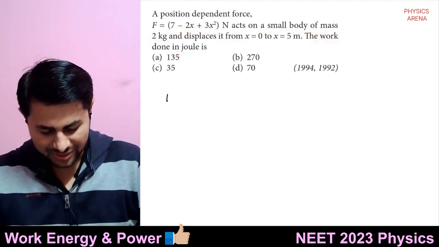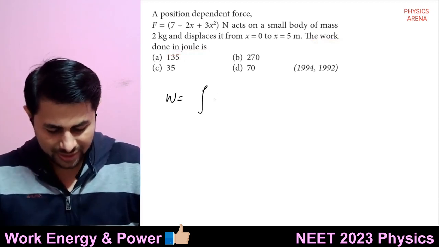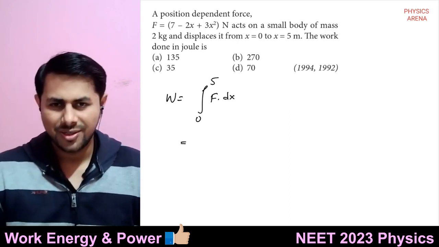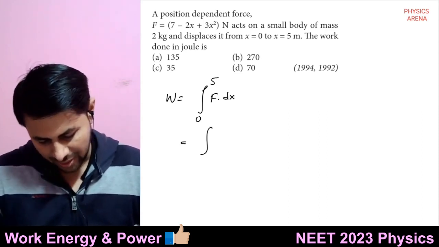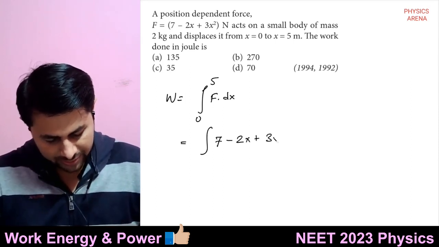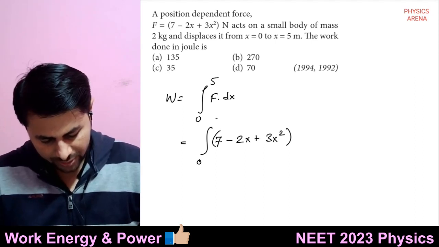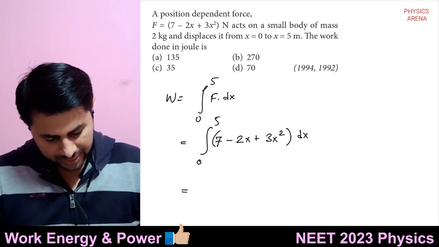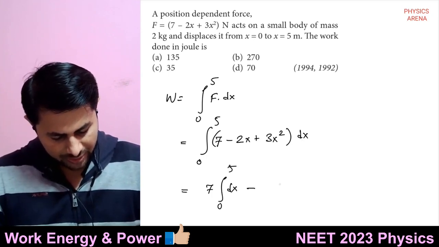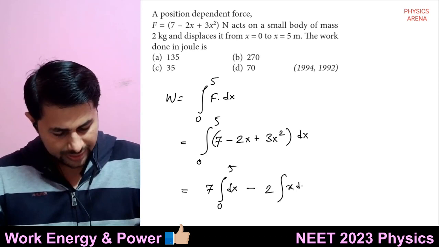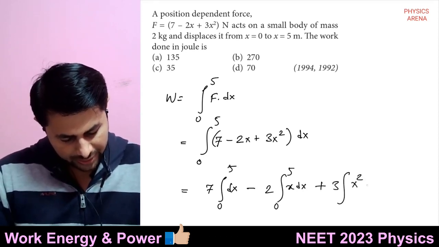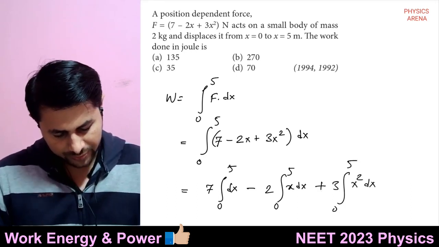Okay, so let me solve. It is the integral of F dot dx from 0 to 5. Okay, so how much is F? F is 7 minus 2x plus 3x square. Okay, from 0 to 5 dx, and it's equal to 7 you can take out, the integral of dx from 0 to 5, minus 2 you can take out, x dx from 0 to 5, plus 3 you can take out, it is x square dx from 0 to 5.